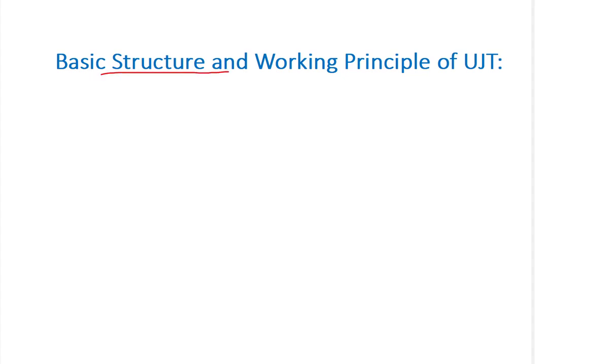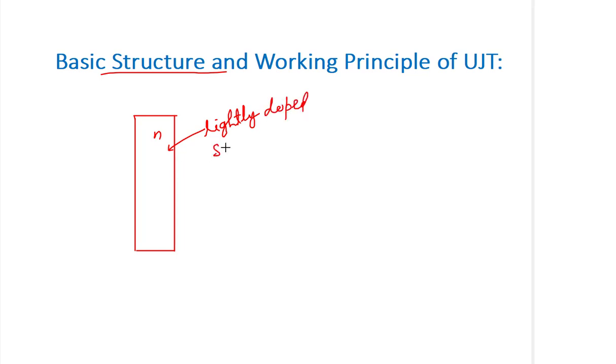So first we discuss the structure of the UJT. First we take an N-type, lightly doped silicon substrate, and alloy a heavily doped P-type region into it. This P-type region is heavily doped and is alloyed near one of the base terminals.